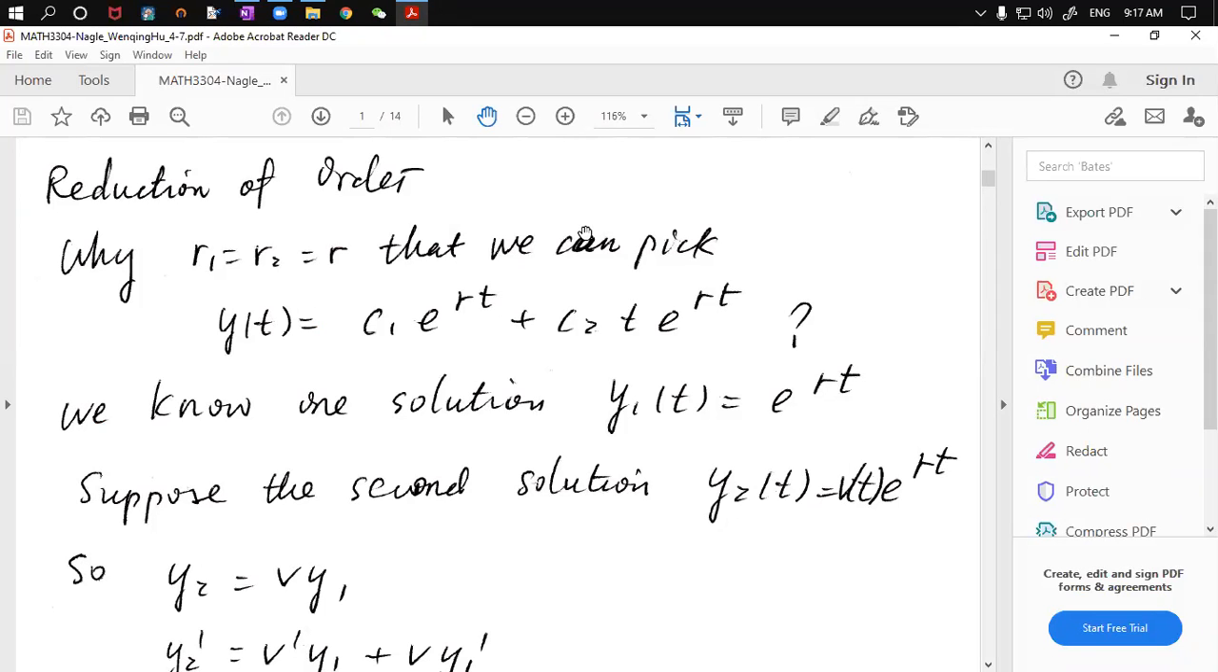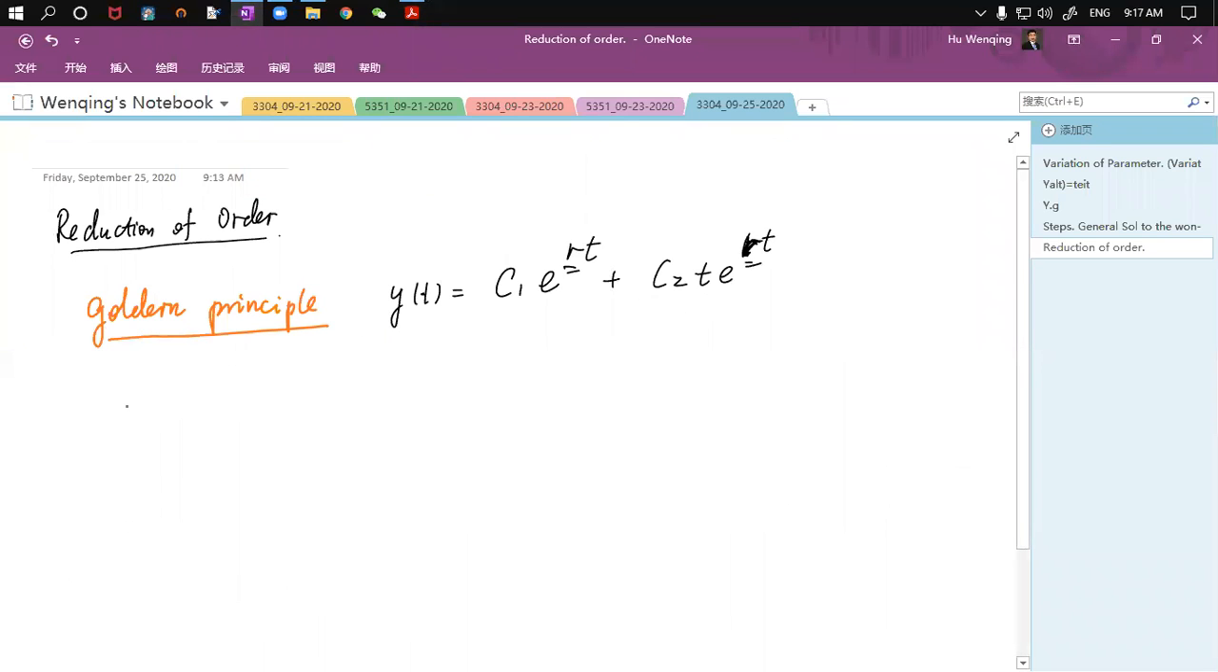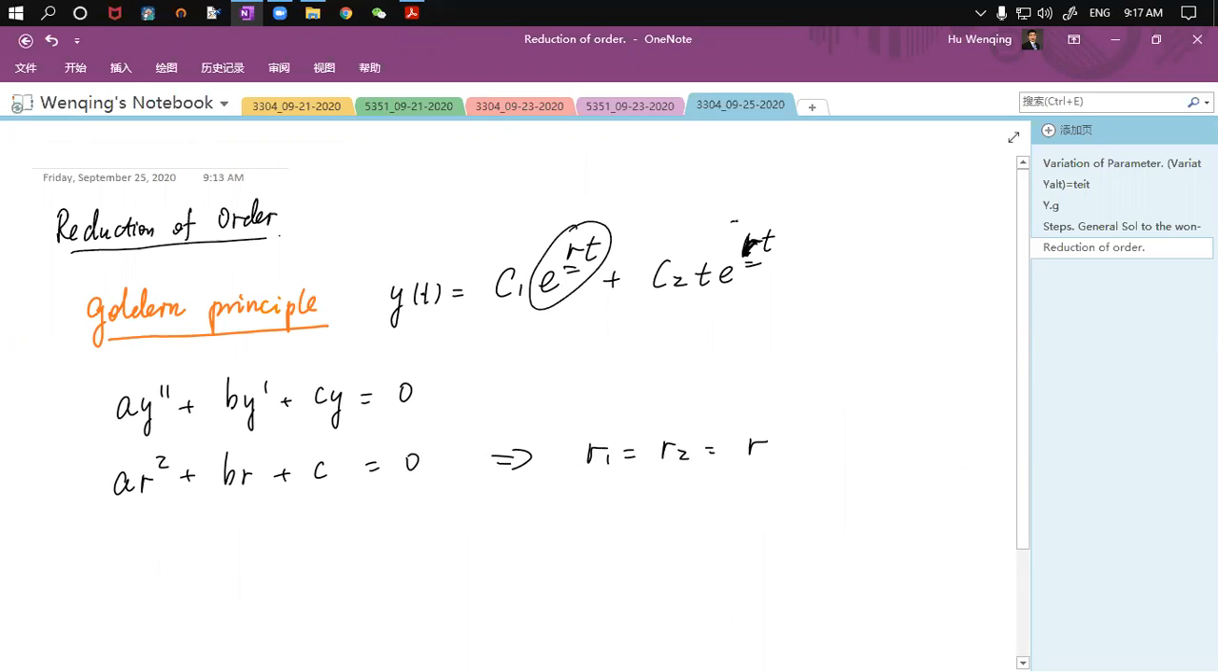The method is about an equation, let's say ay'' + by' + cy = 0, so that you get ar^2 + br + c = 0. You get your two solutions, r1 = r2 = r. In that case, you want to try two solutions: one is e^(rt), the other one is t e^(rt). That's how you try it. Now, why is that the case?